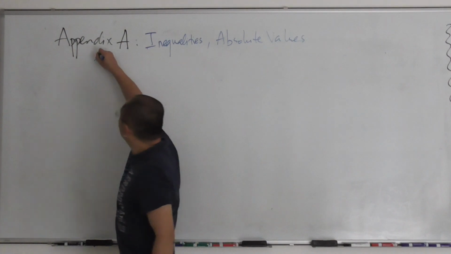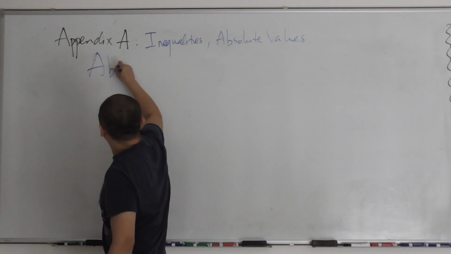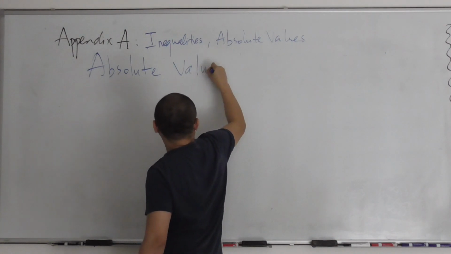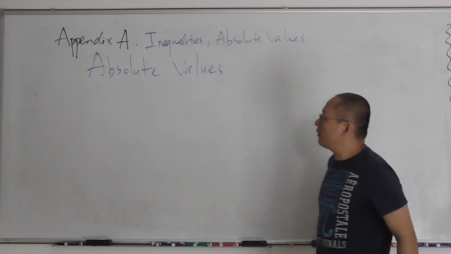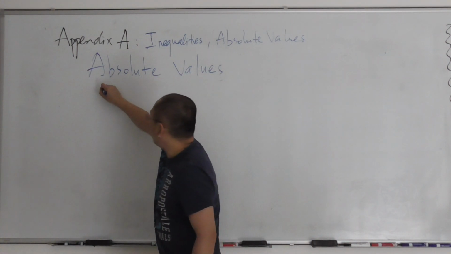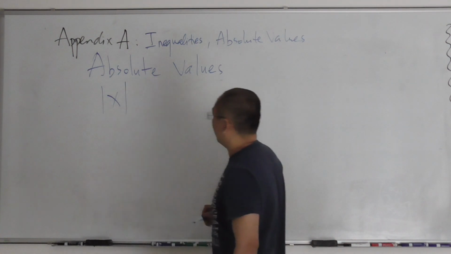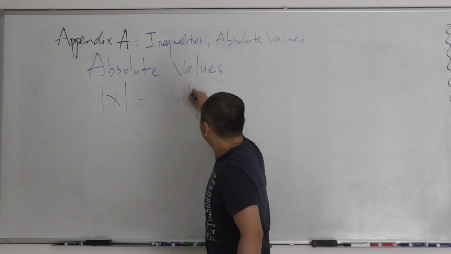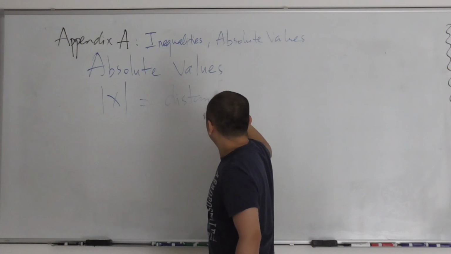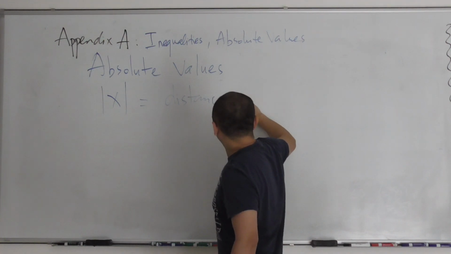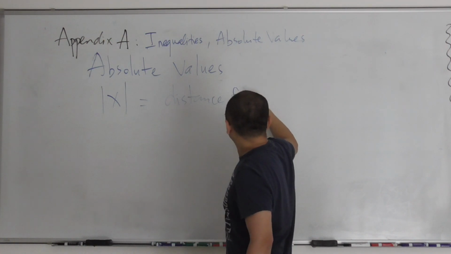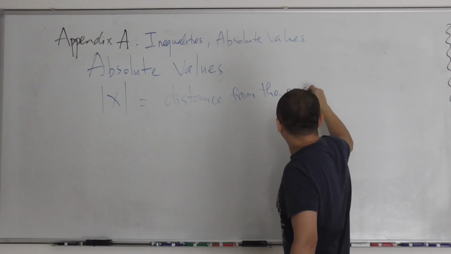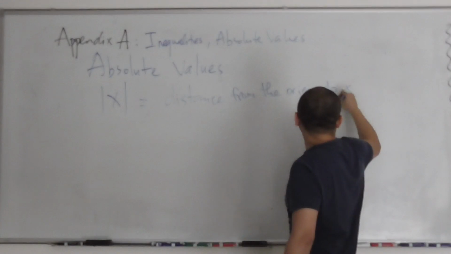It's absolute value. So let's start with the definition, all right? We know absolute value this way, the value of x in between bars. And by definition, this is the distance from the origin to x on the number line.